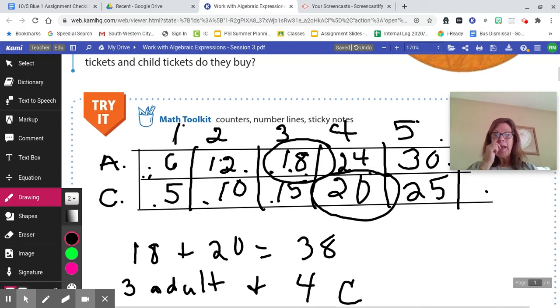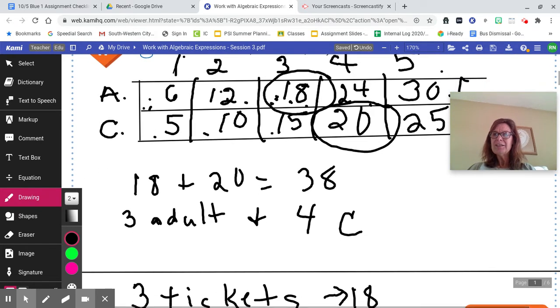So therefore, how many tickets? I need 3 adult tickets because 3 times 6 is 18. And I need 4 children's tickets because 4 times 5 is 20. And you should have gotten 3 adult tickets and 4 child tickets.